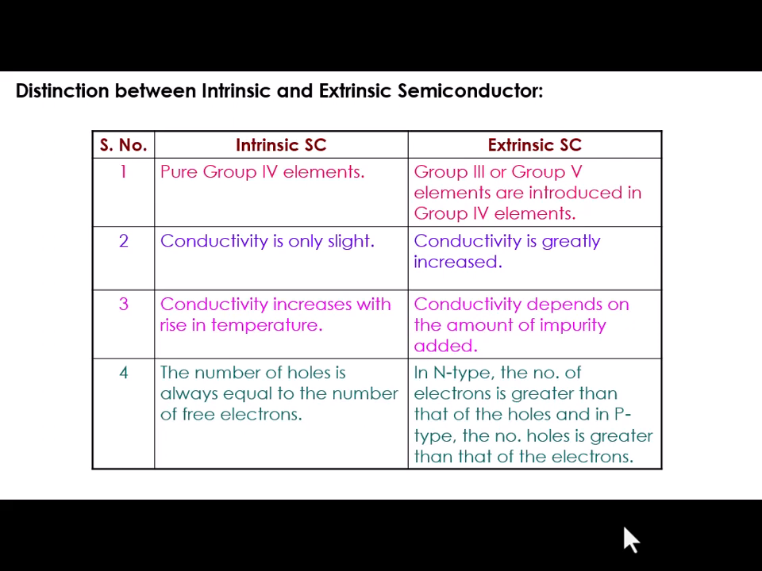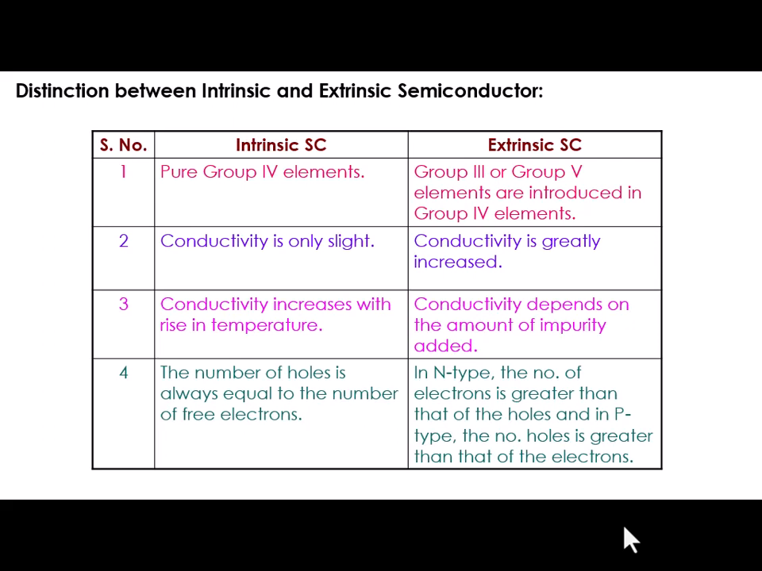Why did we choose only group 3 or group 5? Because the size of the atoms of group 3 and group 5 elements will be more or less the same as the size of the atoms of the group 4 elements. So, it will be easy to dope a group 4 element with atoms of group 3 and group 5 elements. If the size of the atoms is too different, then there will be a lot of defects and it is not possible to dope nicely. That is the reason why we chose only group 3 and group 5 elements.